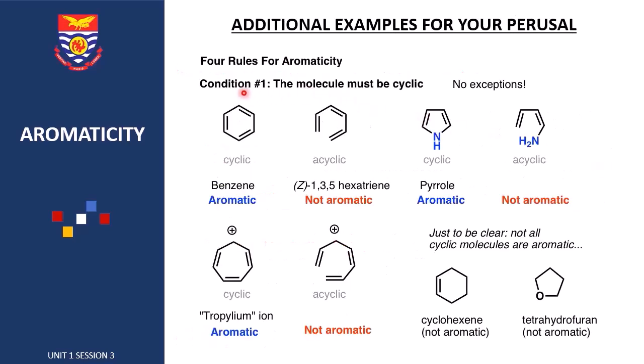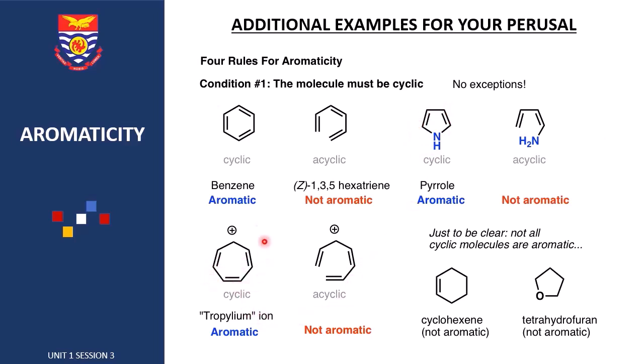So these are other examples for your perusal. This benzene ring is considered aromatic. This structure is not considered aromatic because it's not cyclic. This is a cyclic compound. It has a 2 pi electron system, 2 here, 2 there. But the nitrogen also has 2 lone pairs of electrons, so keep that in mind. So there are 6 pi electrons here.